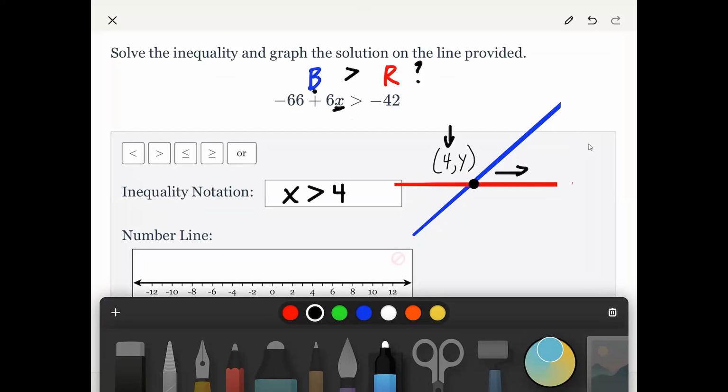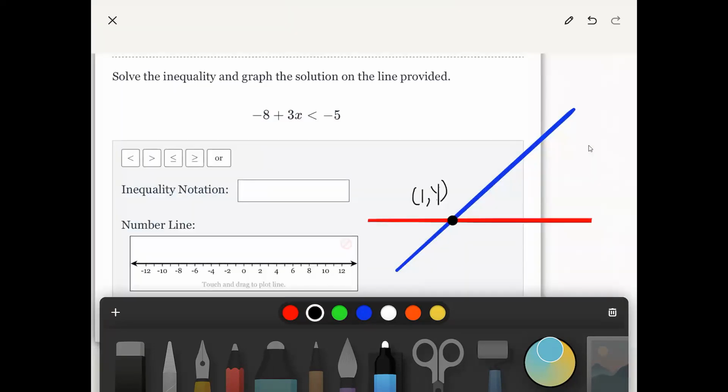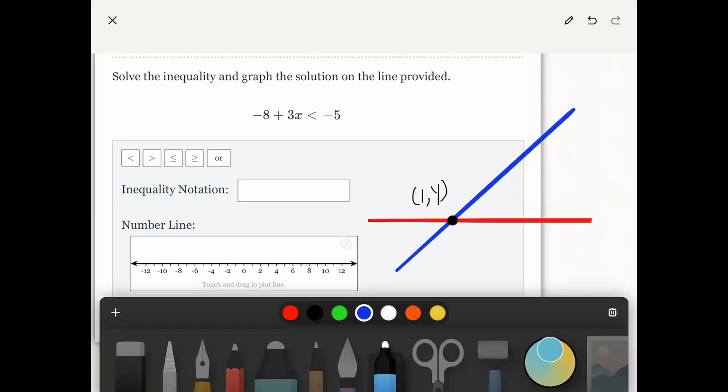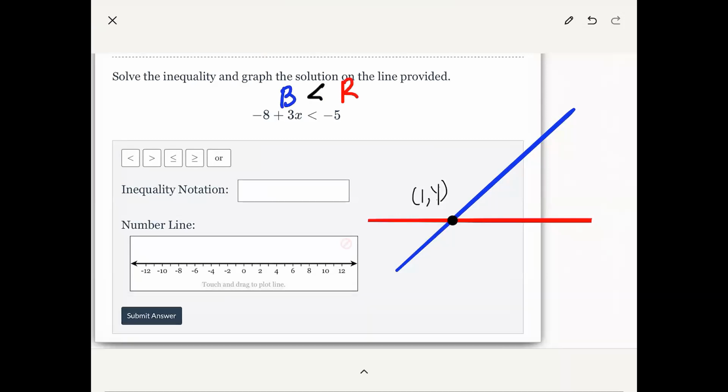Now, I'm not going to graph anymore, but I'm going to look at a couple more because I want you to see this. Here's another one. So this one is saying, where is the blue line less than the red line? Where is the blue line less than the red line? Well, here's the intersection. The intersection is at 1, but if we go to the left, you can see that the red line is above the blue line. Or another way of saying this is the blue line is below the red line, right?